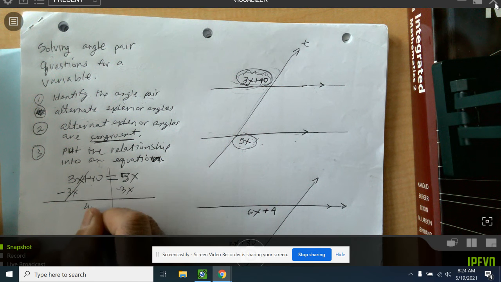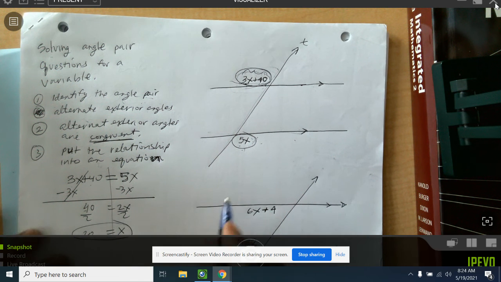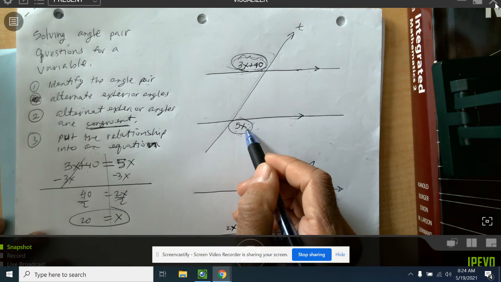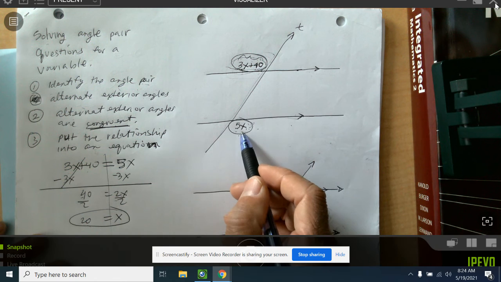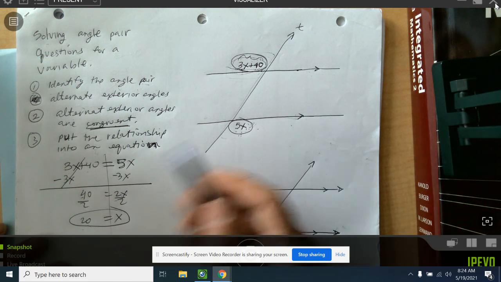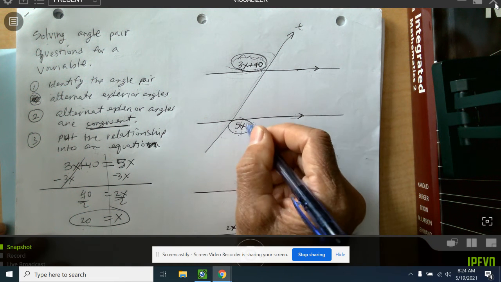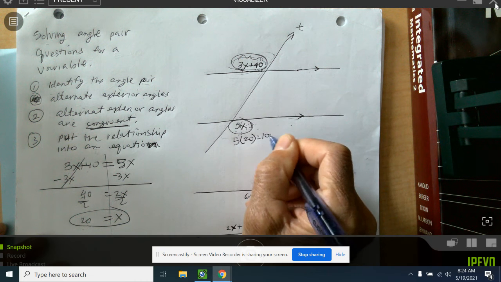We're left with 40 equals 2x. We divide both sides by 2, and we get 20 equals x. Okay, so the variable x is equal to 20. But if we're looking at the angle measure, it's not 20. So 5x would be 5 times x, so the angle measure is 100.